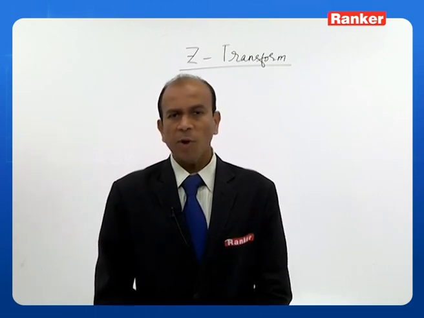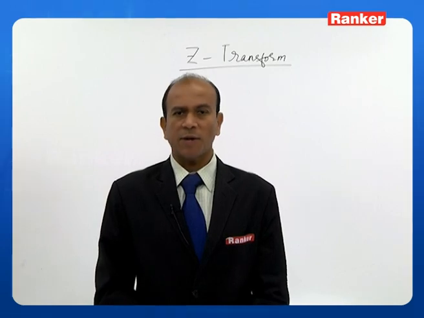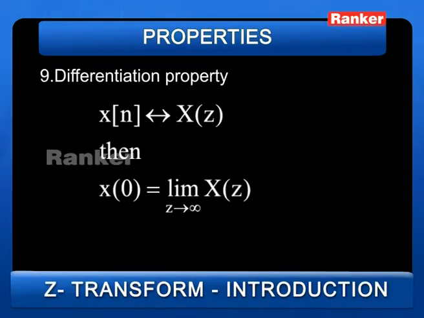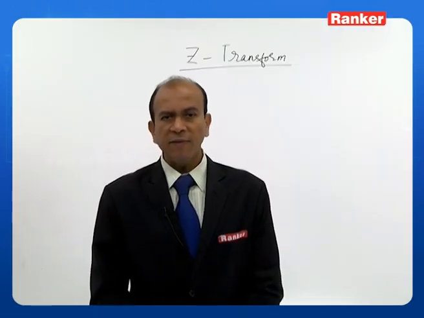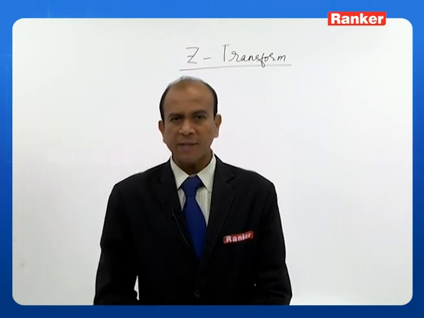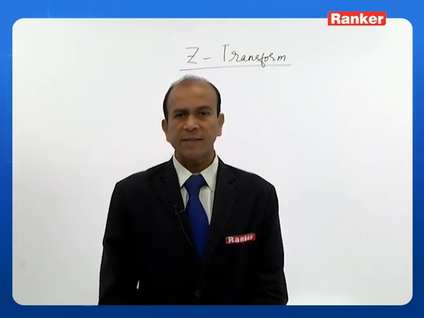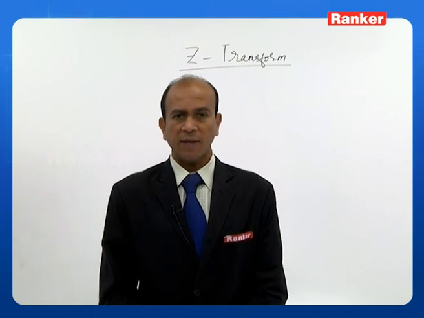Next property. The next property is of course the final value theorem. What does it say? x of n is having a z transform x of z. Then x of infinity, that is limit n tends to infinity x of n, is equal to limit z tends to 1 of 1 minus z to the power of minus 1 times x of z. This is the final value theorem. So, x of infinity will be equal to limit z tends to 1 of 1 minus z to the power of minus 1 times x of z.